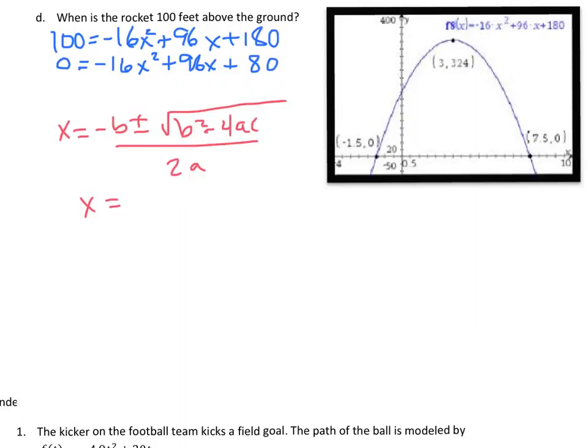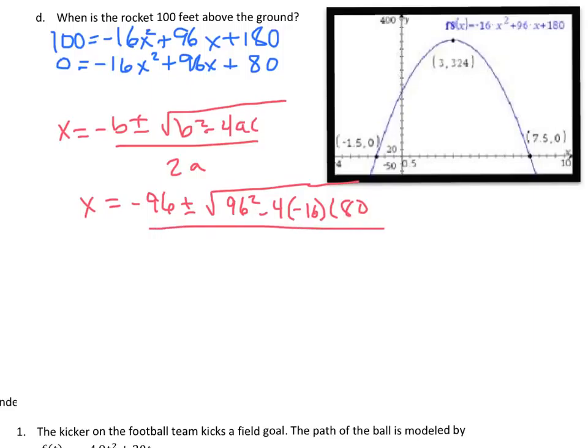So we have our quadratic formula, and we'll just plug in the pieces. So that'd be negative 96 plus or minus the square root of 96 squared minus 4 times negative 16 times 80, all over 2 times negative 16. And we'll simplify this to get x equals negative 0.74 and x equals 6.74.